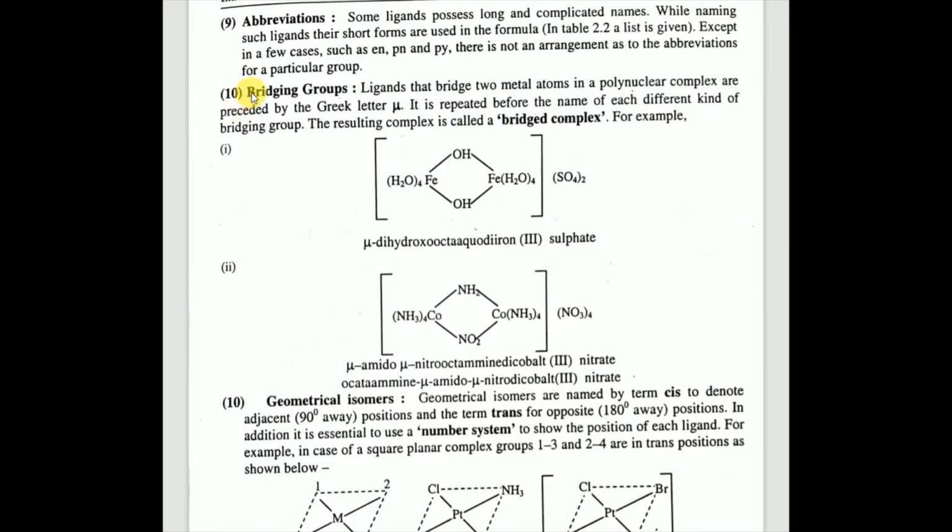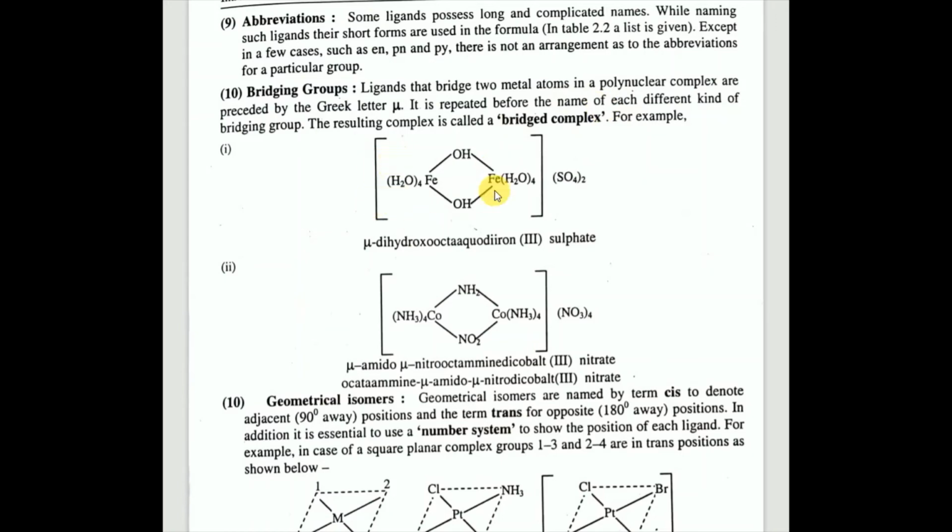Then bridging groups. The next rule is about bridging groups, the ligands that bridge two metals. Suppose a particular ligand bridges two metals, like the OH ligand bridging these two iron metals. At that time, the polynuclear complex is bridged by the Greek letter mu. We write the symbol mu before the name of the bridging ligand. It is repeated before the name of each different kind of bridging group. The resulting complex is called a bridged complex. So a ligand which can join two metal atoms forms a bridge, and this complex is called a bridged complex.